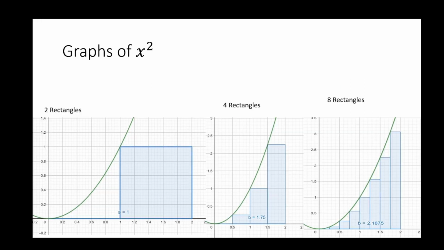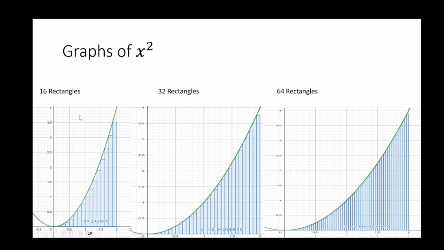So if we move on to the graphs, we could see here graphs of x squared. We have our 2 rectangles, one right down here and one right here. 4 rectangles, one down here at 0, 2, 3, 4. 8 rectangles right here. We could see that our area is getting bigger and bigger. And then with our 16 rectangles, we have them right here, 32, 64.